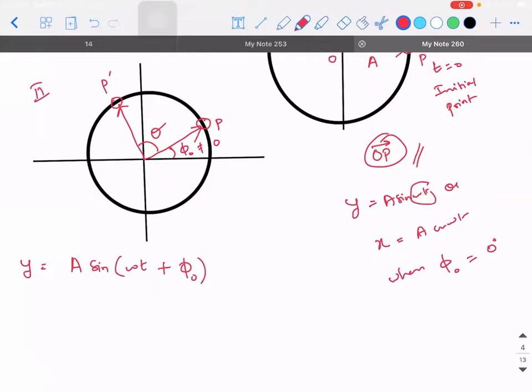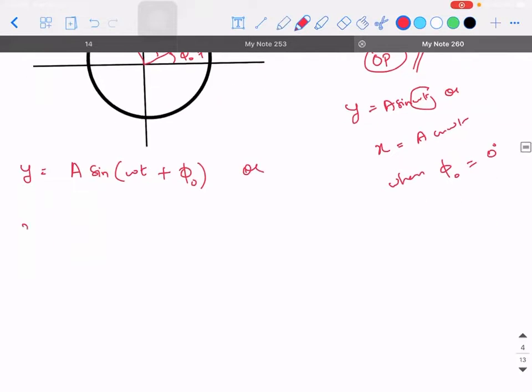Guys, am I clear? Yes, sir. Okay. Or if I write it in terms of x, how am I going to write? A cos of omega t plus phi naught. The only important point to be kept in your mind is, if you take anti-clockwise to be positive, clockwise should be negative. That's it.